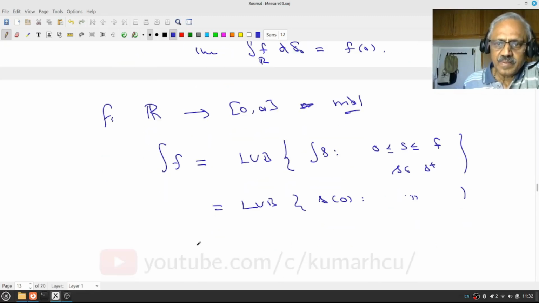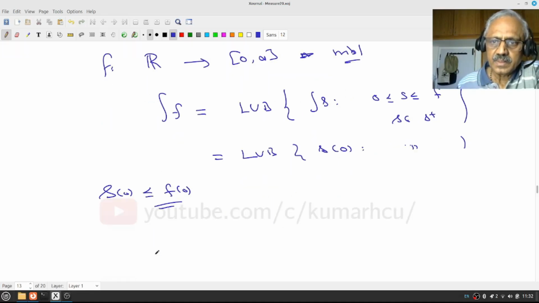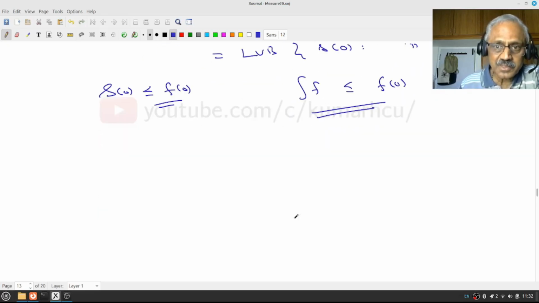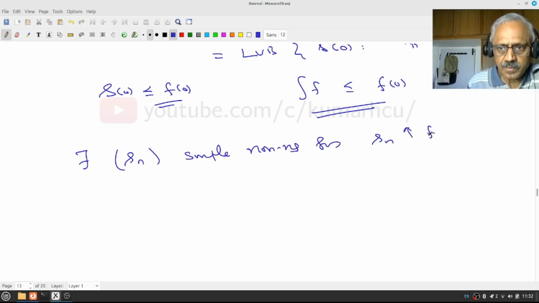Right? And notice that s of 0 is less than or equal to f of 0. Right? So all I know is that the integral of f is less than or equal to f of 0. This is all I can conclude at present using this definition. Do you follow this? But the Monotone Convergence Theorem comes to my rescue. I know there exists a sequence Sn of simple functions such that Sn increases to f.